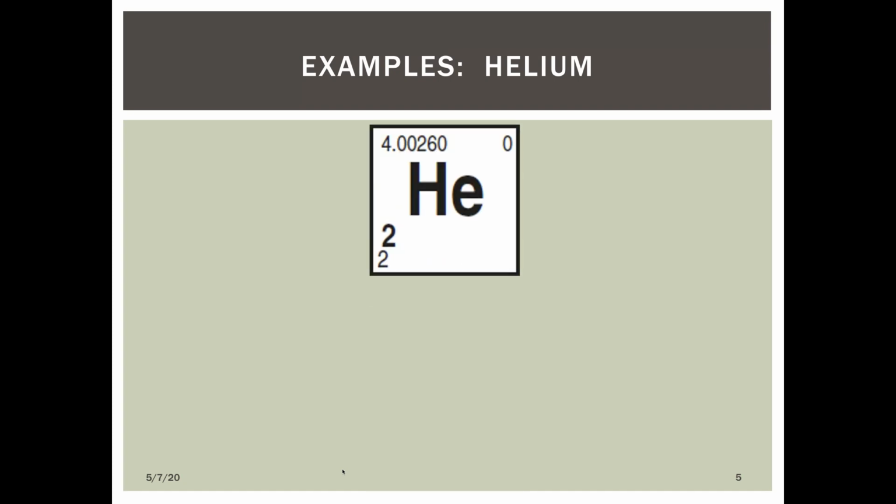Helium. It only has one energy level, and so that's the first energy level. We put a number 1 to represent the first energy level. Now, the first sublevel you're going to come across is the S sublevel. So we write S. And because there are 2 electrons, that is telling us that that sublevel is full. Now, if there was a configuration of 1, you would write 1s1. But because there are 2 electrons, you write 1s2. And that's the configuration for helium.